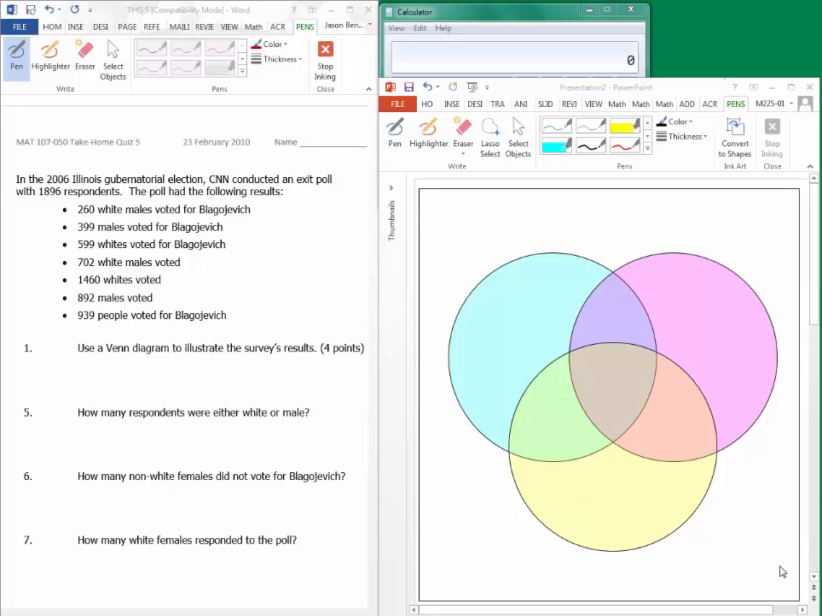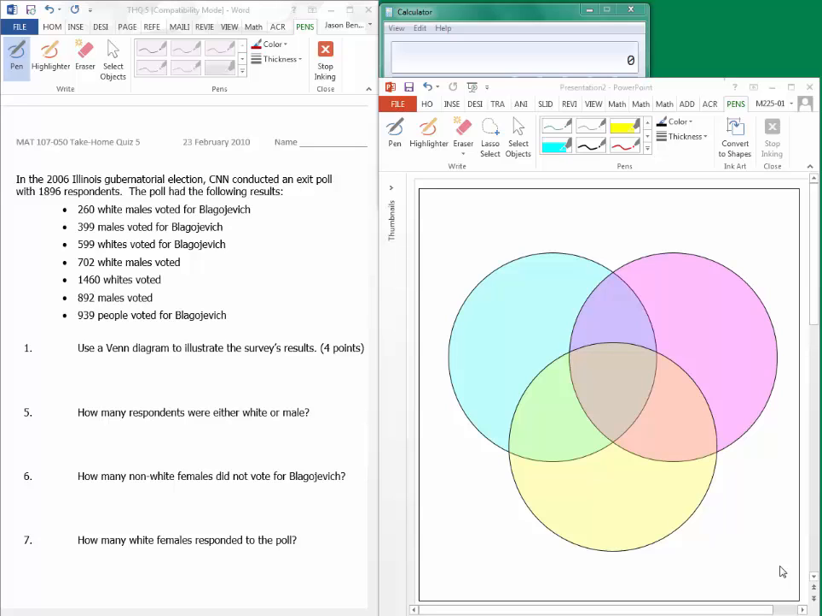This is a sample survey problem of the type we might see in section 2.5. The survey information is given on the left. As you can see, I gave this as a take-home quiz about 5 years ago, back before Governor Blagojevich went to prison. And on the right, I'm going to put my Venn diagram.